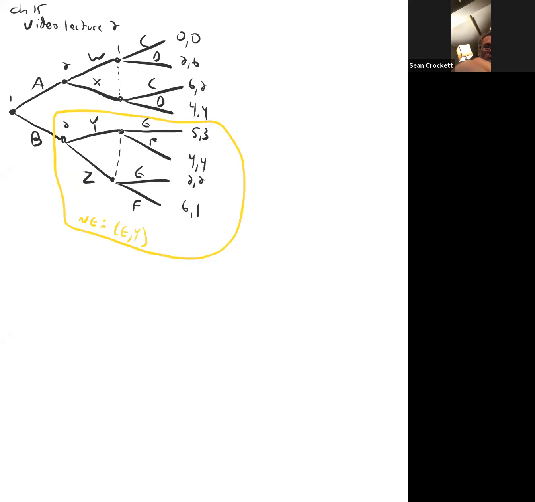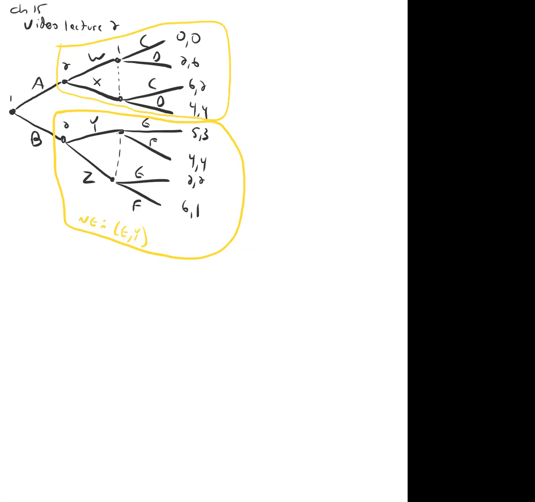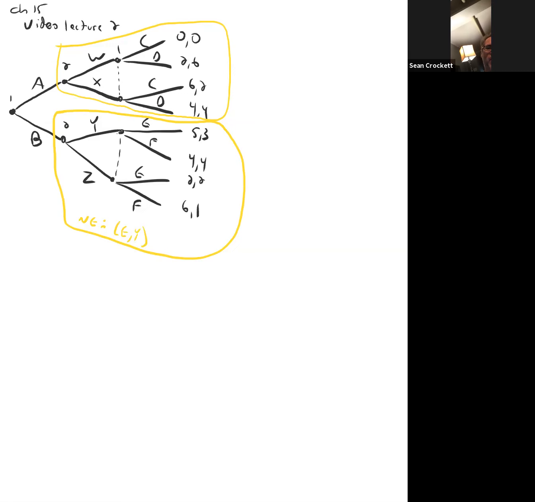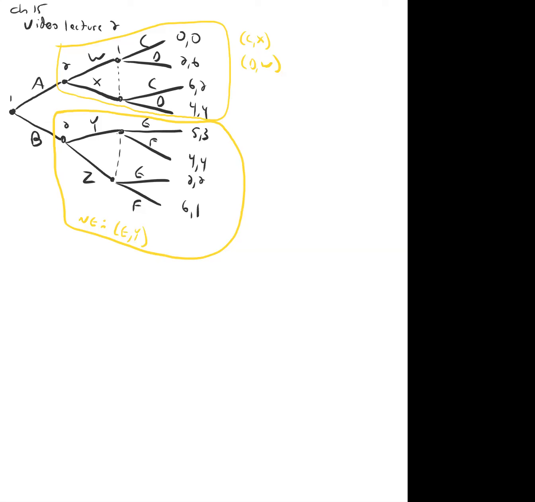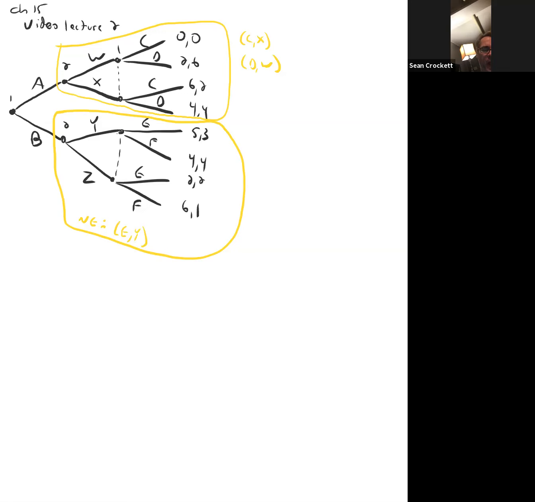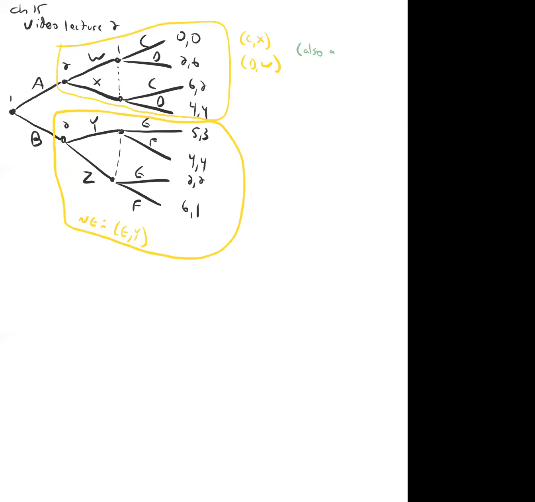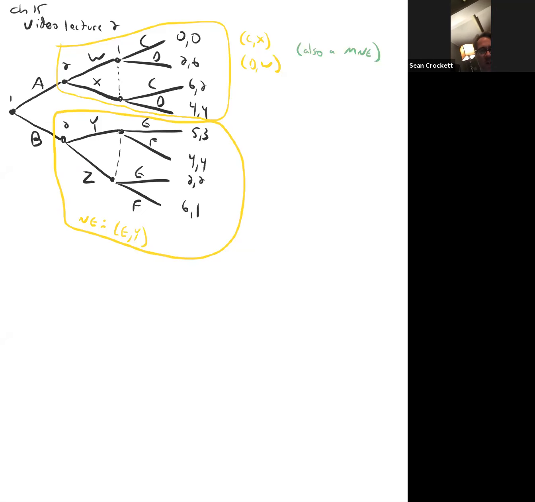The Nash equilibrium in the bottom is EY. The Nash equilibrium in the top, there are two pure strategy equilibria. One of them is DW and the other one is CX. So in the subgame perfect Nash equilibrium, we know that in the top, we must either play CX or DW, and in the bottom, we must play EY. There's also a mixed equilibrium in the top, but let's forget about that for now.